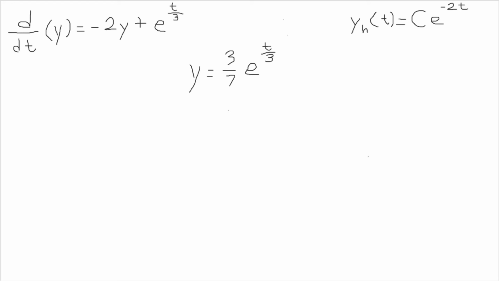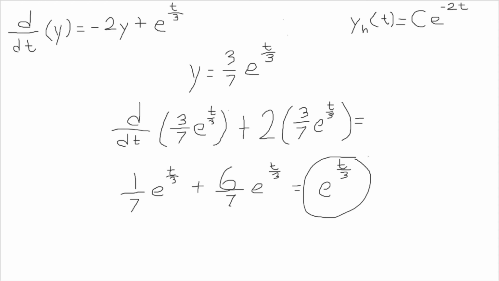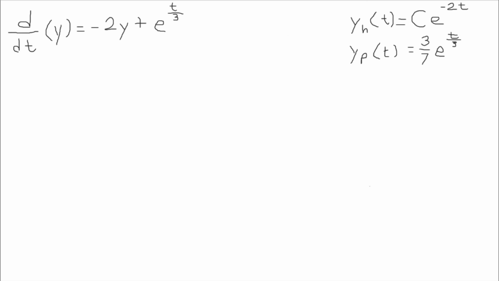But we have to check to see if this works. Does this solution work? Yes! We can see that by plugging this solution back into the initial condition, we are left with e to the power of t thirds. So this is a solution. So now we have that the function y_p of t equals 3/7 e to the power of t thirds.